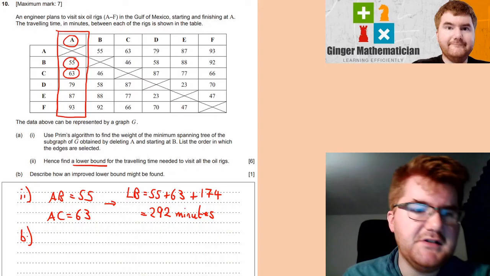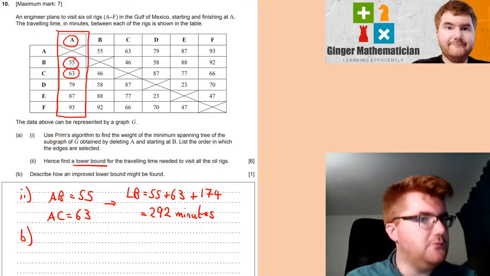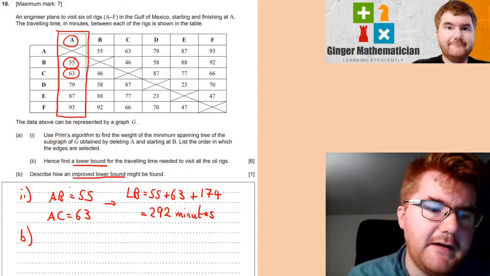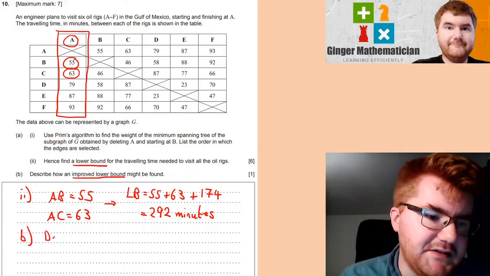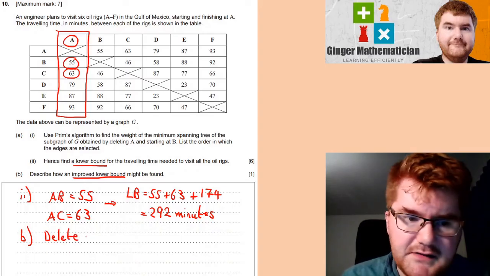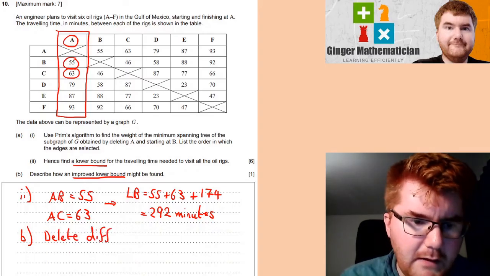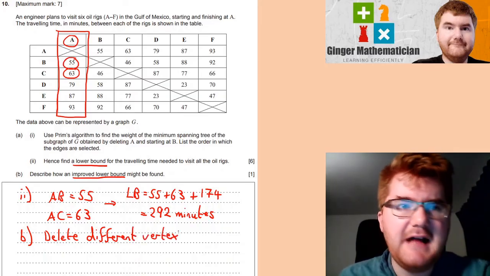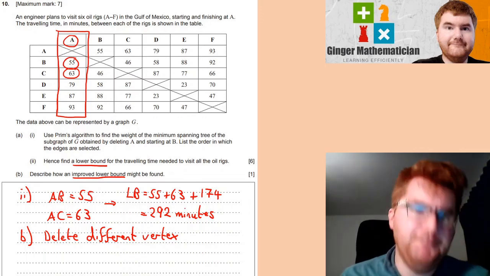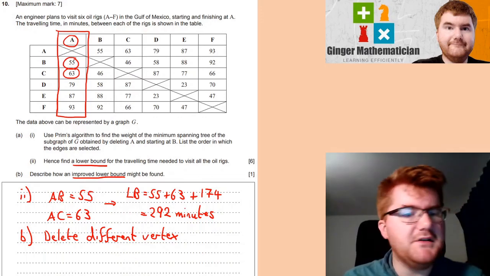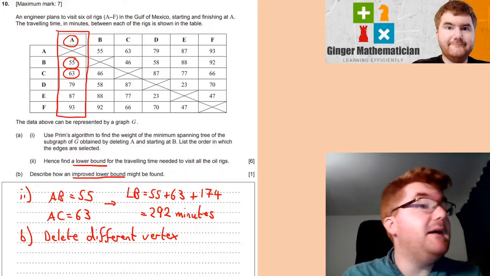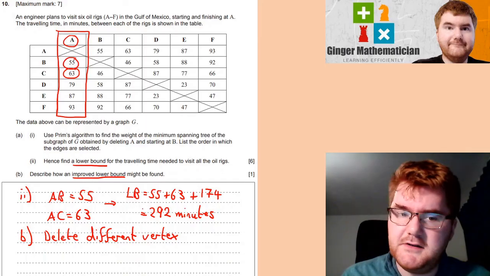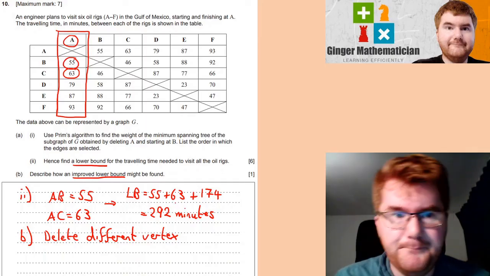And then part B, this is just an understanding of how this process works. We want to work out how an improved lower bound might be found. Well, we can simply delete a different vertex. We assumed at the start that we want to delete vertex A, but notice we could have deleted any of the vertices and started at B instead. So we could have deleted C and then started at B. That would also have worked, and it may give us a better lower bound. It may not, but that would be the process to go by. You need to delete a different vertex.